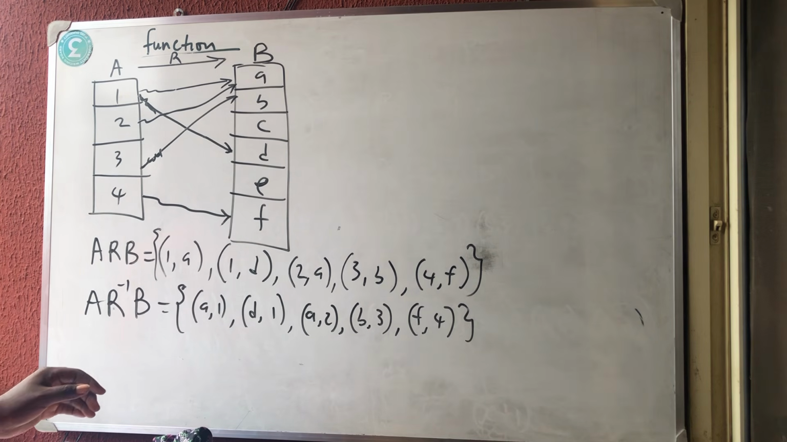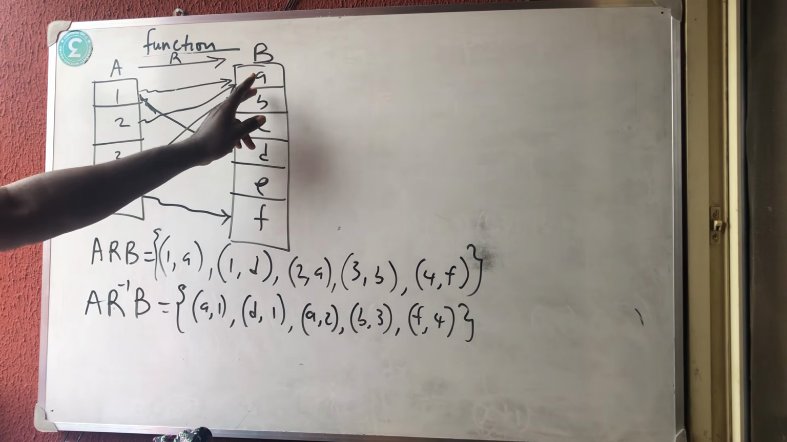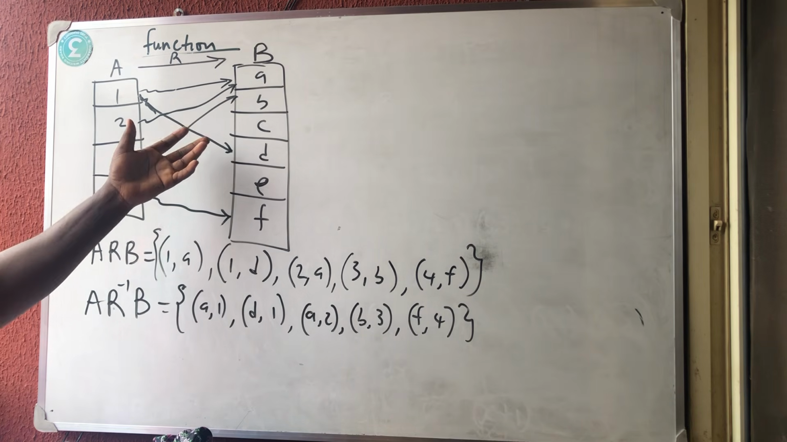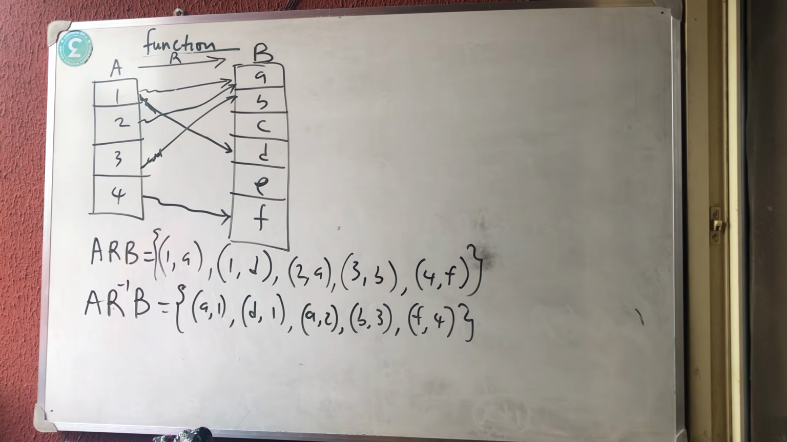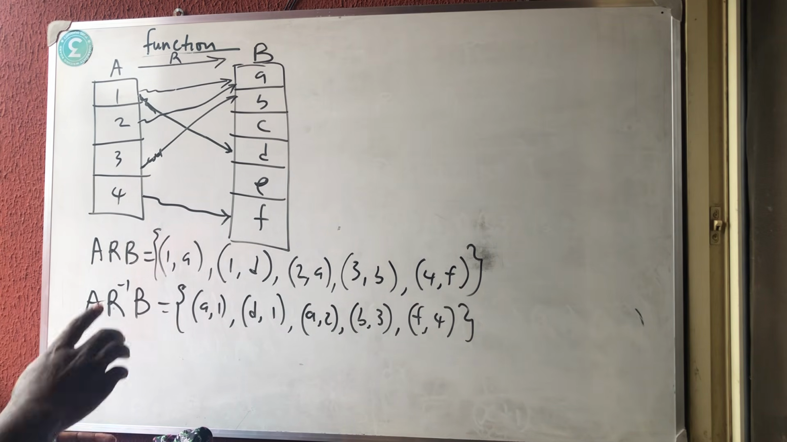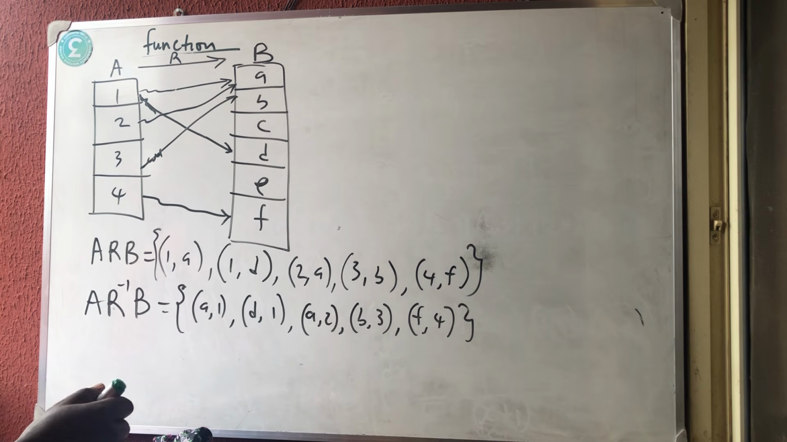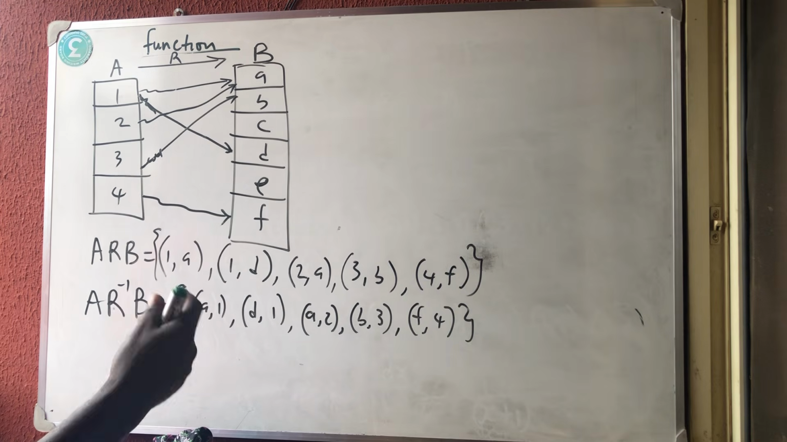Function is simply when one element of A here relates to only one element of B. That is when it's called a function. So this is not a function because one element of A here is relating to 2. Are you getting it? So function means whenever one element of A is relating to just one element of B. That is when you call it a function, or a transformation, or an operation.